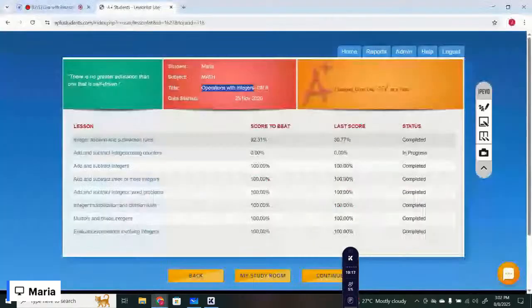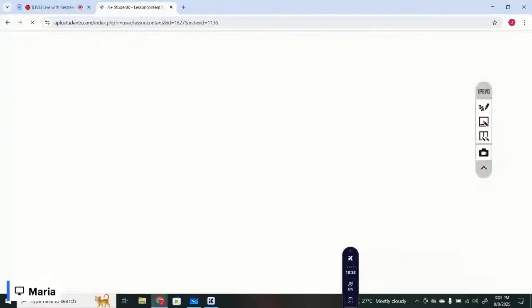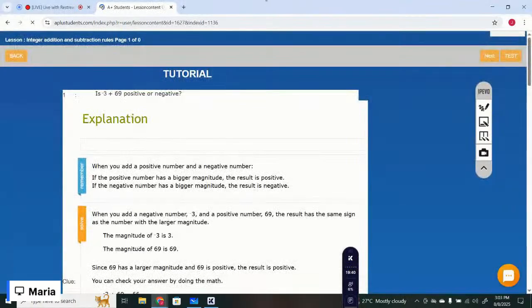Okay, here I'm on grade 8 math. Let's just start with the first lesson, that is integer addition and subtraction rules. So integers are the numbers... Is negative 3 plus 69 positive or negative?